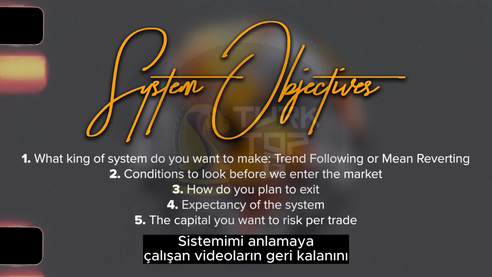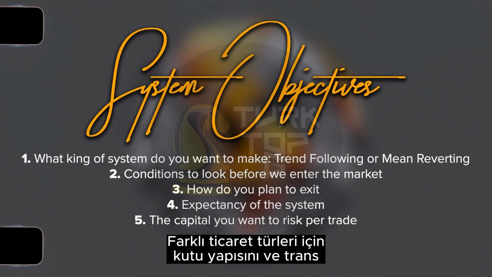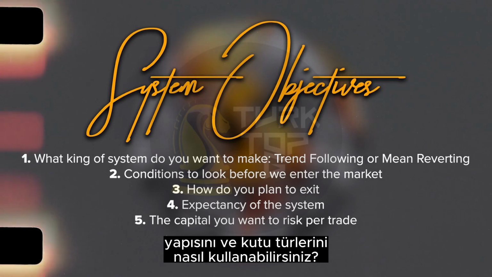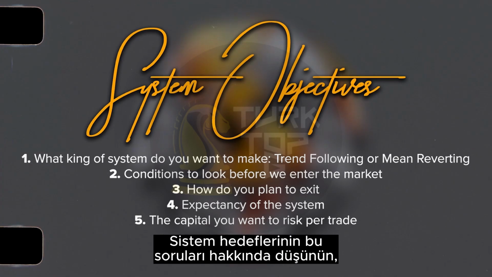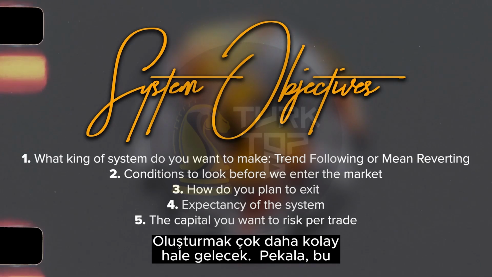So have these objectives on the side as we go through the rest of the videos, trying to understand my system and how you can use the box structure and the trend structure and the types of boxes for different kinds of trades. Think about these questions of the system objectives, understand your objectives, and once you're very clear about them, trading will become a lot easier.